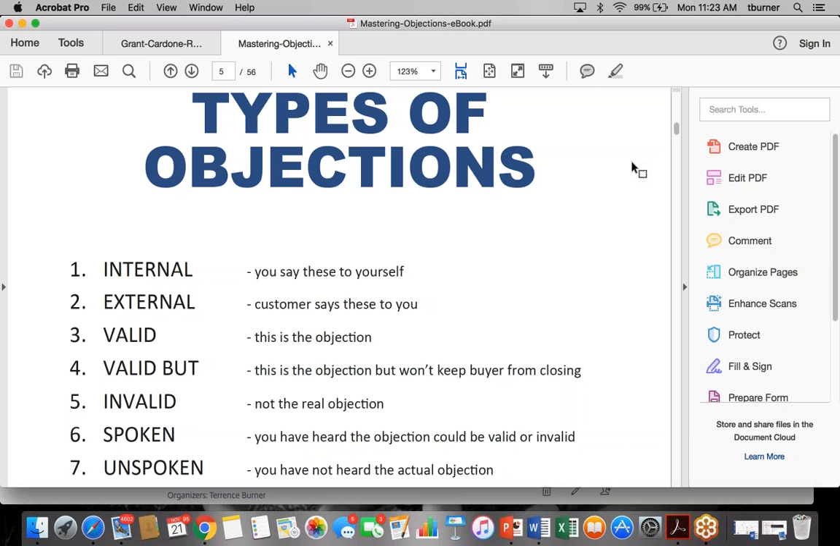So these are the 7 different types of objections. As you go through and you're meeting with prospects, potential clients, you've got to be able to identify, okay, what is this? They just said X to me. What really is that? Is that a valid objection? Is it an invalid objection? Have I gotten to the unspoken objection? What is it that's really keeping the prospect from wanting to move forward in the transaction?